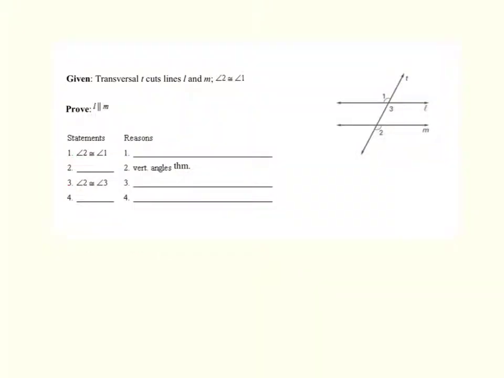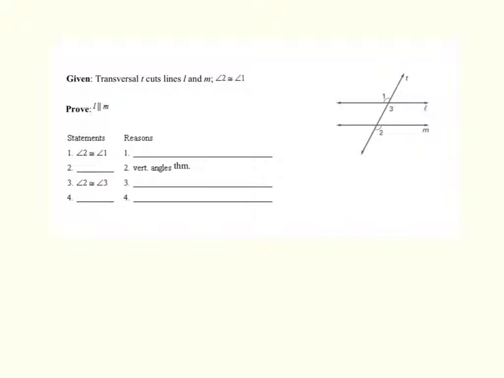Alright, in this problem we have a proof. So we see we have our lines L and M, and T is our transversal. It gave us that angle 2 is congruent to angle 1, and we are trying to prove that line L is parallel to line M. Although we can see right now angles 1 and 2 are alternate exterior angles, this proof that we are doing here is actually proving why the alternate exterior angles converse works. So we need to go through step by step and evaluate this.